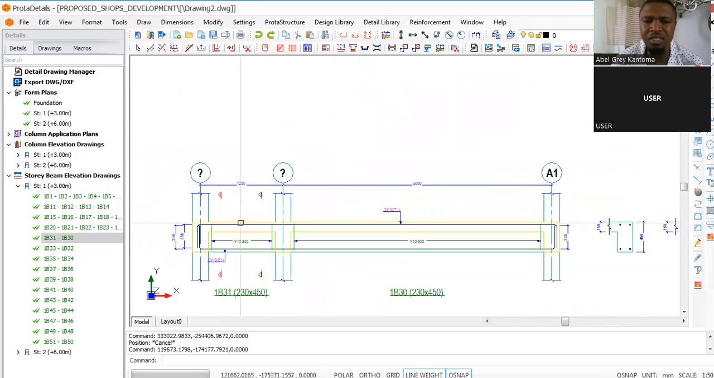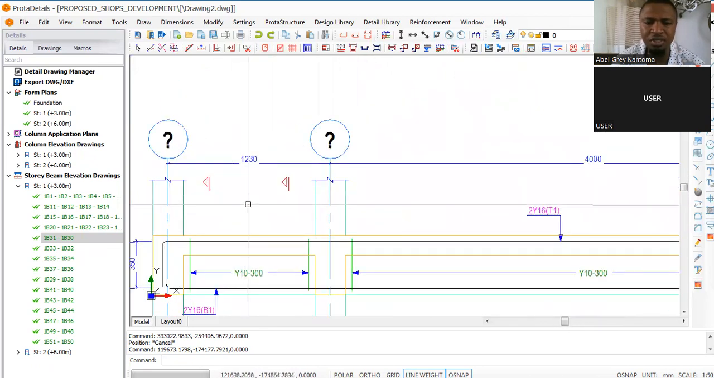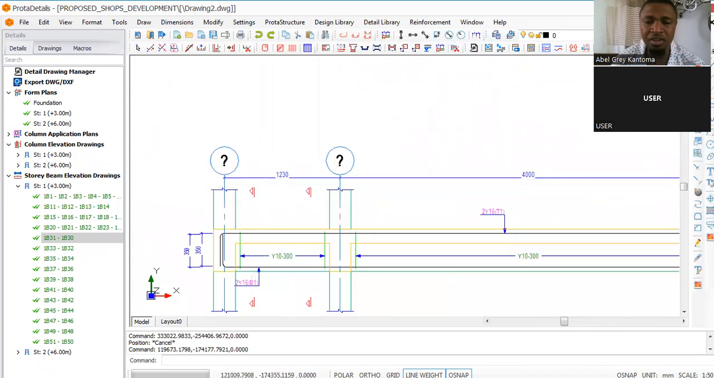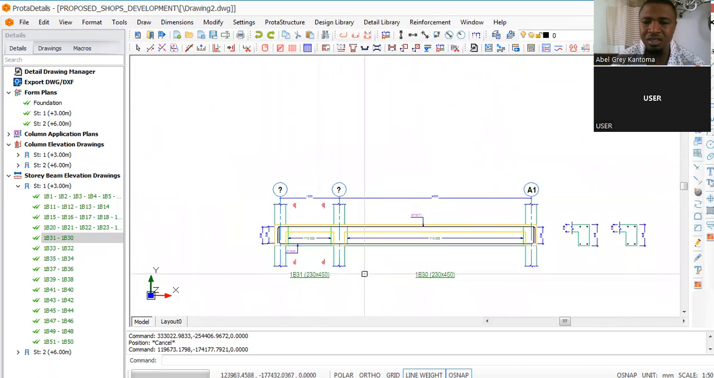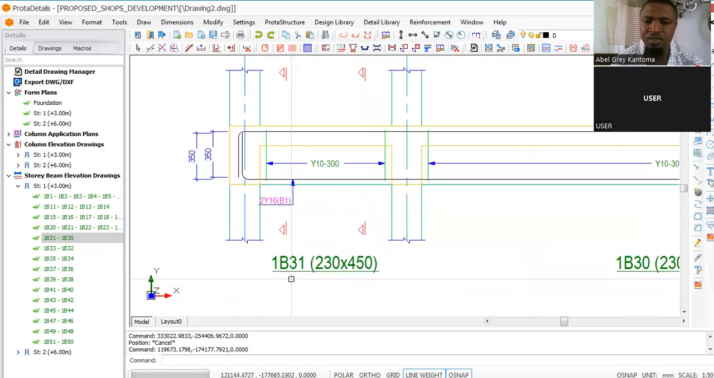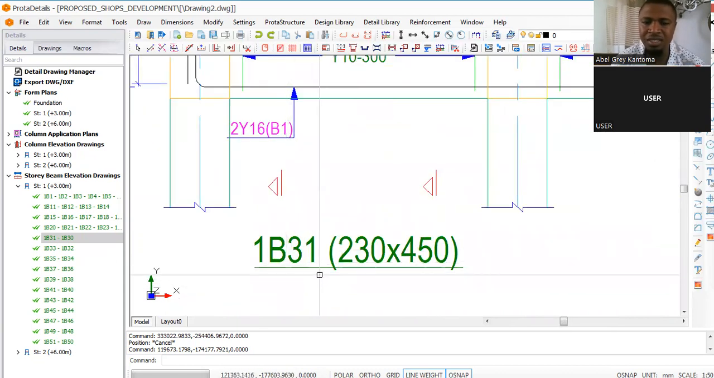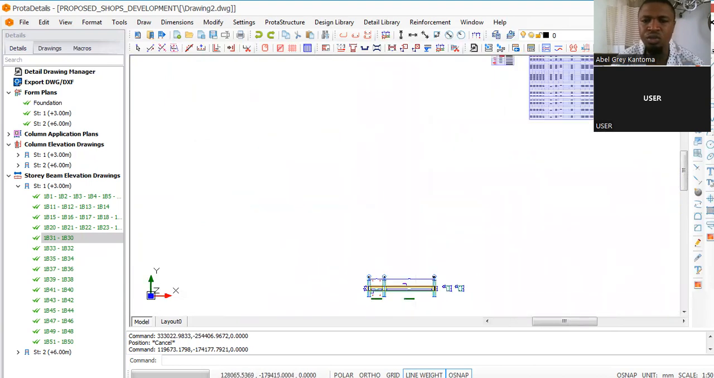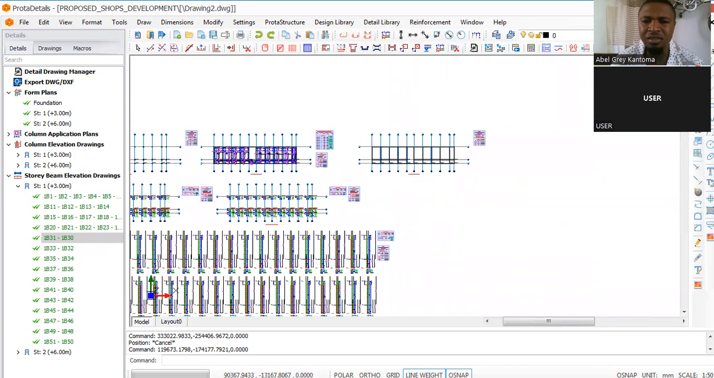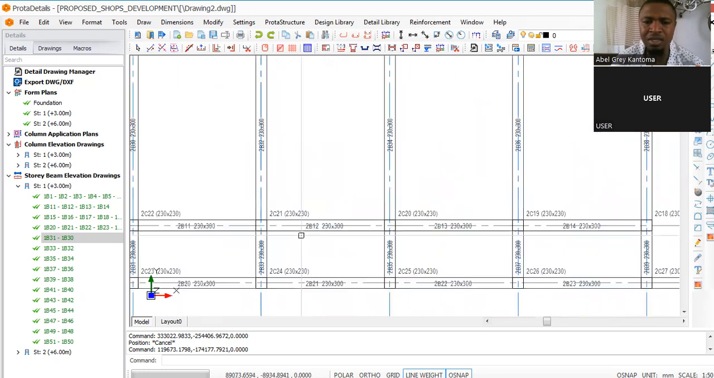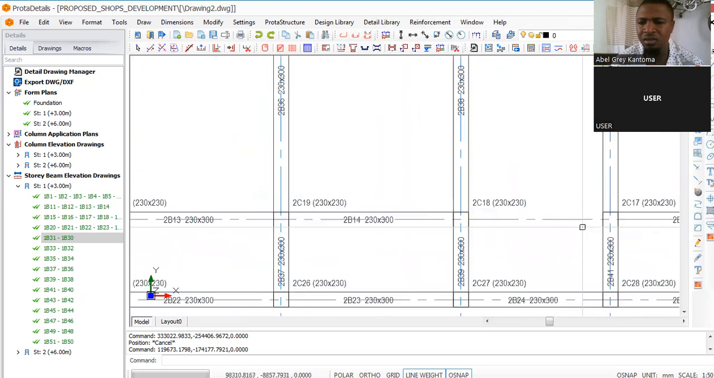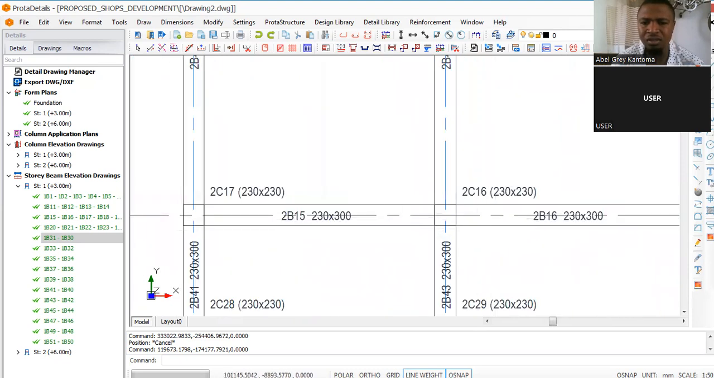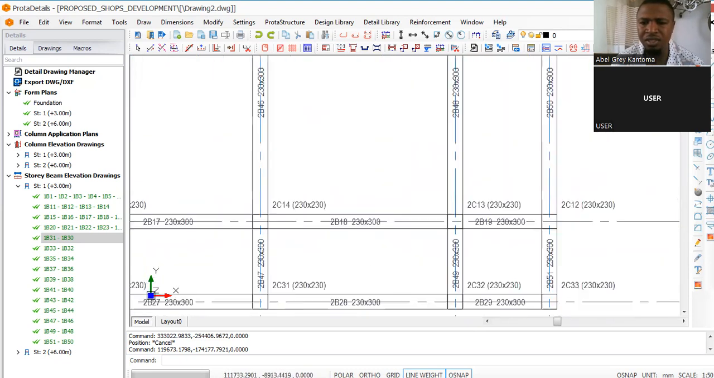So we have not actually gotten to beam. Beam is a bit deep too. In order for me to start explaining this, we are definitely going to come to this. But then you can trace this 1B31. All you need to do is to trace it from the floor plan, from your slab and beam layout. 1B31. Look for 1B31.